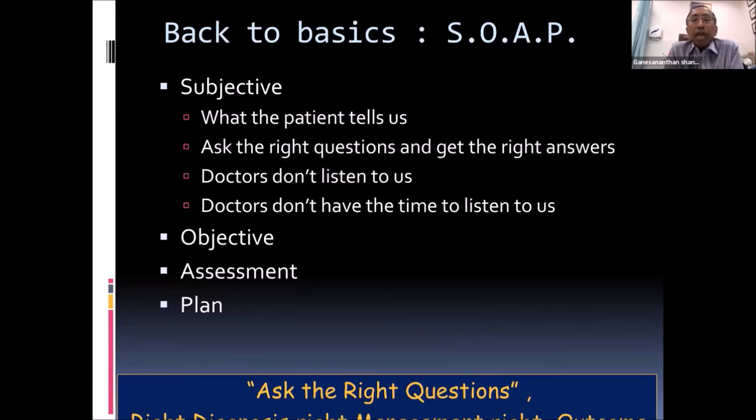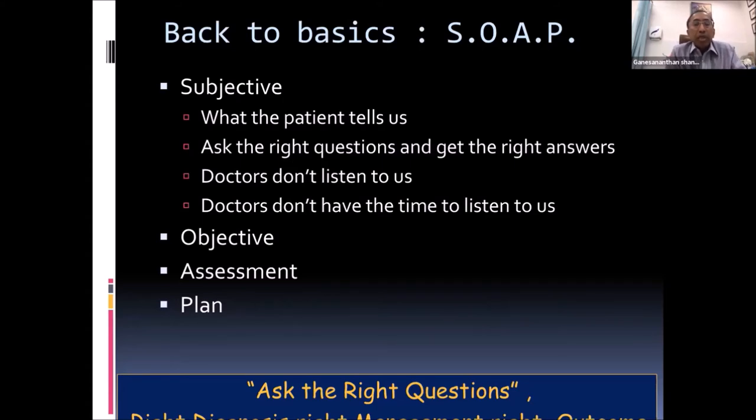One of the complaints that patients have is that doctors do not have time to listen to us. That's what the patient grouses about. So if you listen in and you take the cue, you get the right diagnosis. Objective means you assess the patient clinically, you examine the patient, take some vital signs and temperature, and then you get a little bit of an answer as to what's going on.